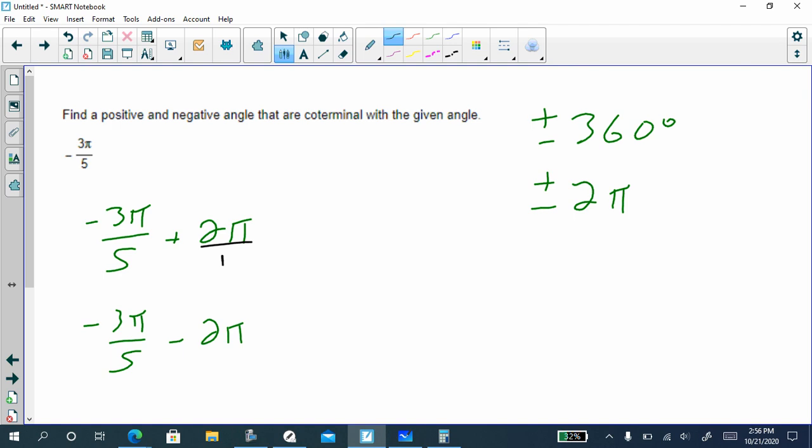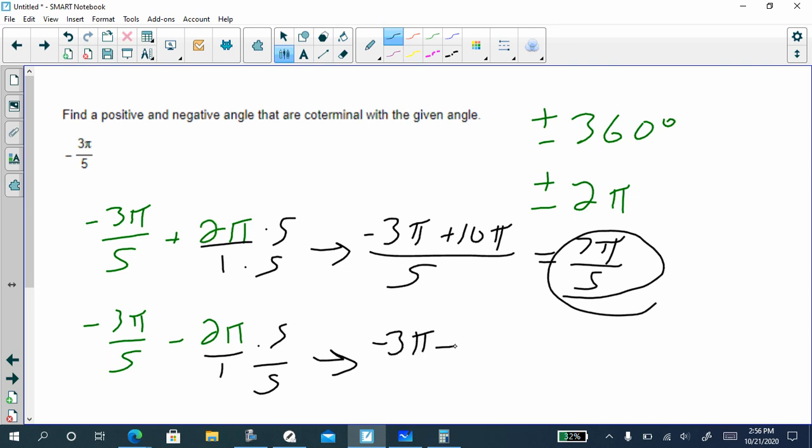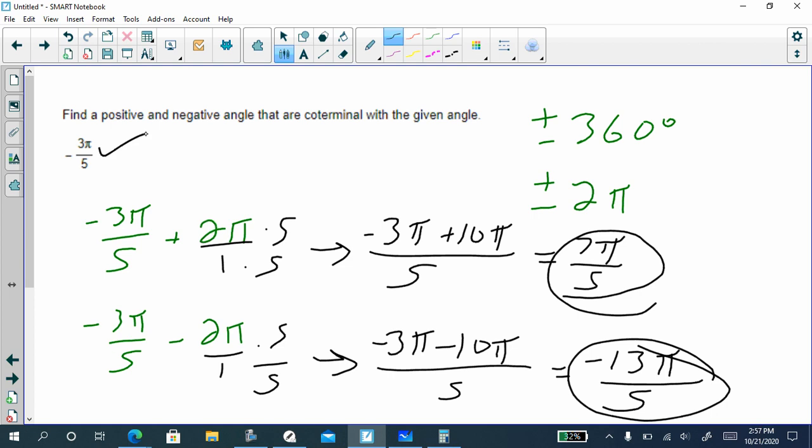Now our common denominator is 5, so we're going to have to multiply top and bottom by 5. So that's going to give us negative 3 pi plus 10 pi over 5 for the top one, which is 7 pi over 5. That's a positive angle that's coterminal. And for the bottom, we have negative 3 pi minus 10 pi over 5, which is negative 13 pi over 5. That's a negative angle that's coterminal with that.